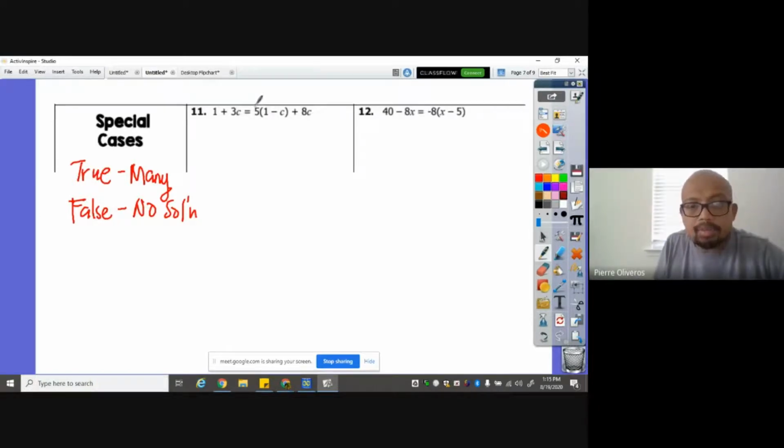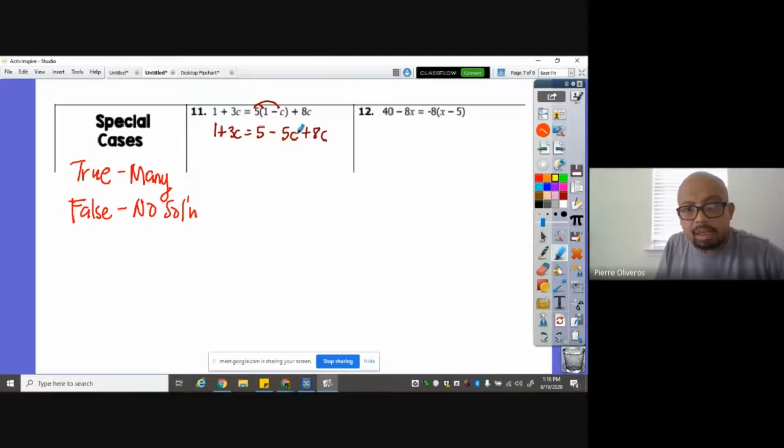Let's simplify 11. Distribute the 5. This will give me 1 plus 3c equals 5 minus 5c plus 8c. Before we move any term to the opposite side, do we have any like terms on each side? 1 plus 3c cannot be combined.